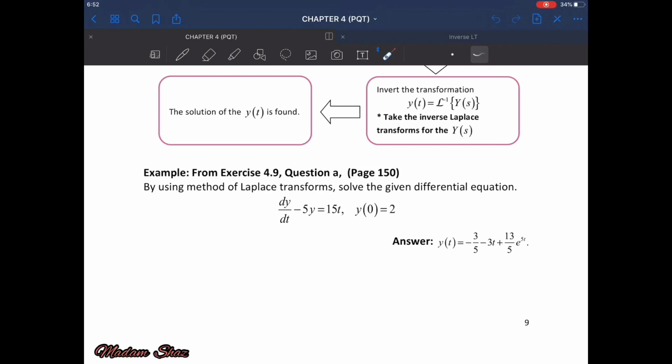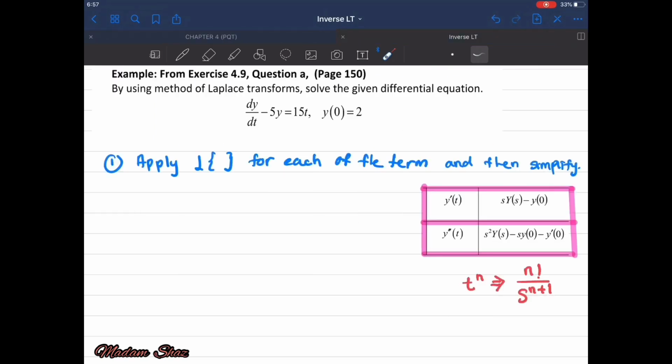Now let us try to solve this example. This one I take from exercise 4.9, question A, page 150. By using method of Laplace transform, solve the given differential equation. You are given y prime minus 5y is equal to 15t and the initial condition is y(0) equal to 2. For the first step, apply Laplace transform to each term and then simplify. So we write Laplace transform for the left hand side and for the right hand side, and then simplify.